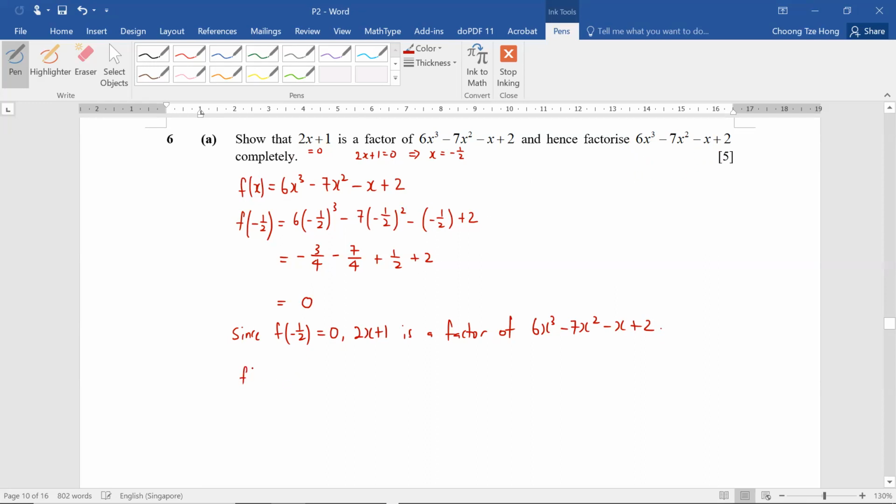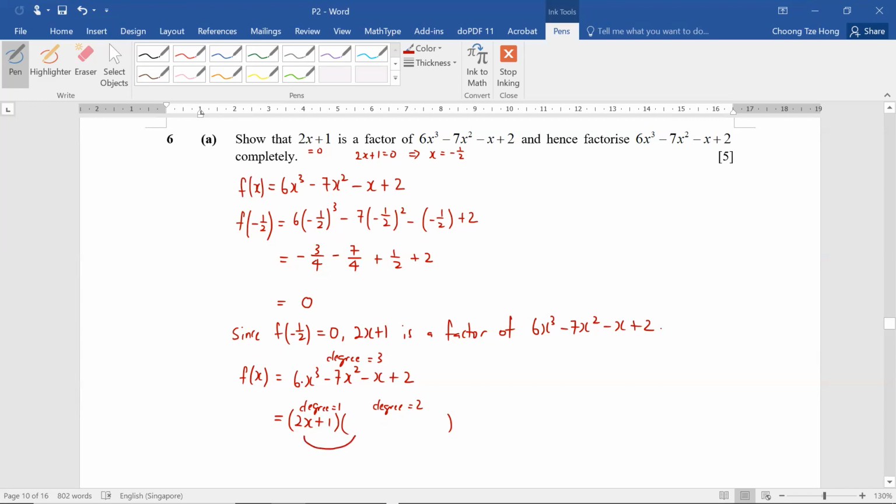So f(x) is equal to 6x cubed minus 7x squared minus x plus 2. Right, since we know that 2x plus 1 is a factor, the cubic polynomial will be 2x plus 1 times a quadratic factor. Okay, so why quadratic? Because this one is degree 1. Then the overall polynomial is degree 3, so this one has to be degree 2. Alright, hence it's a quadratic factor over here.